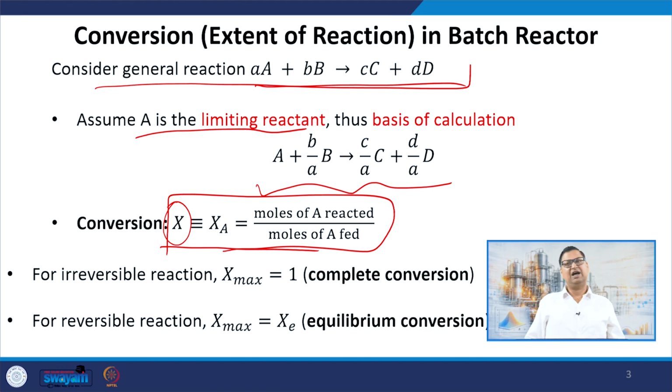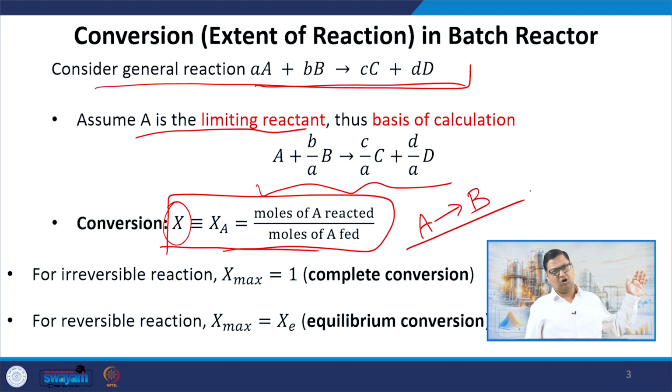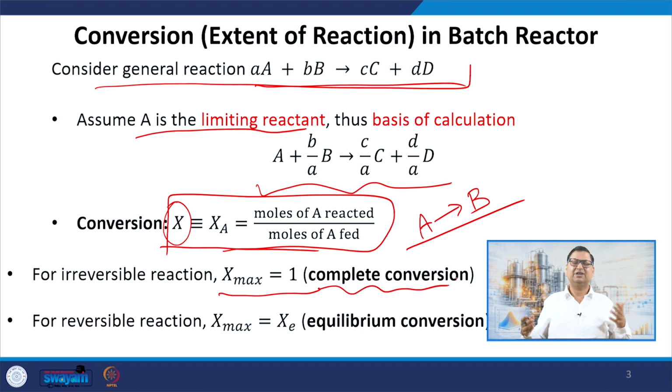Now, naturally, if you have an irreversible reaction, let us say A going to B, then it is very likely that all the A or most of A gets converted into B, and therefore, the theoretical limit of the maximum conversion we can achieve is basically 1, that is complete conversion. 1 may not be attained in all the cases because we have a flow taking place, but for batch reactors that is not a problem, we can go for complete conversion, right. But nonetheless, the theoretical limit is X max equal to 1 for an irreversible reaction.